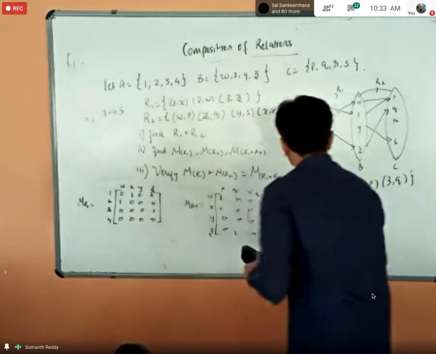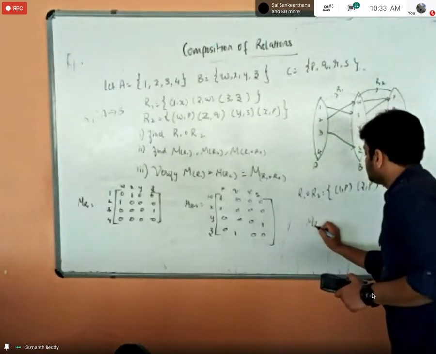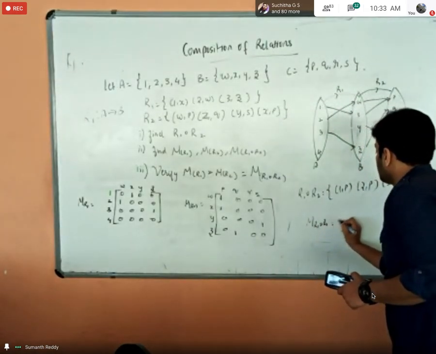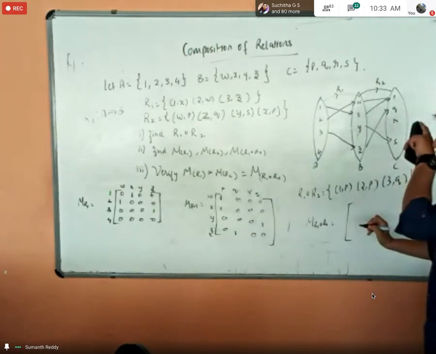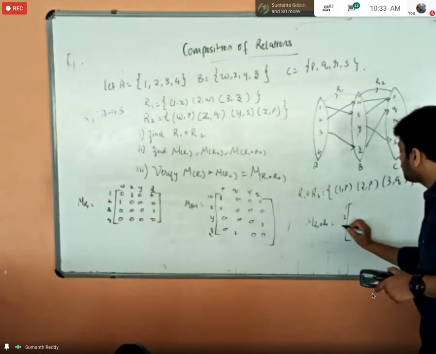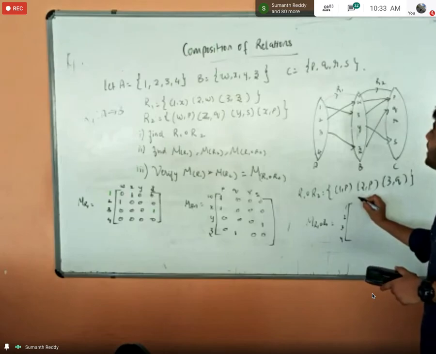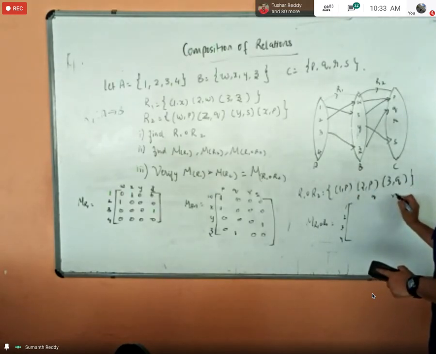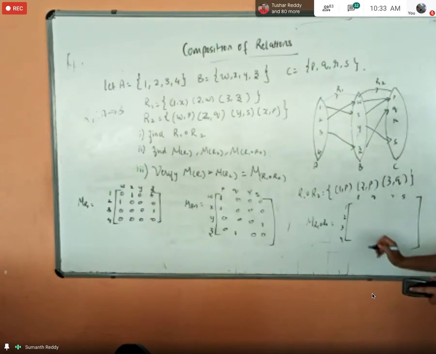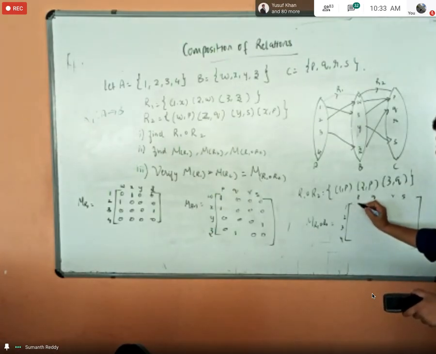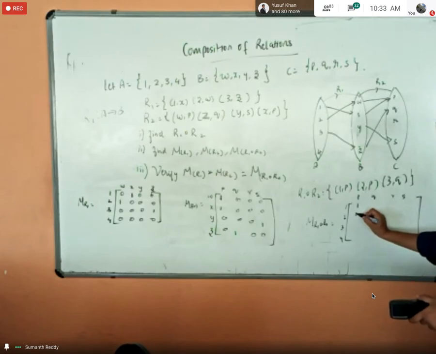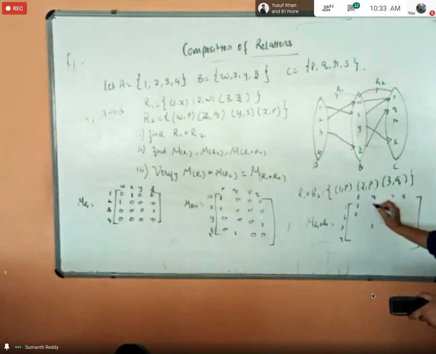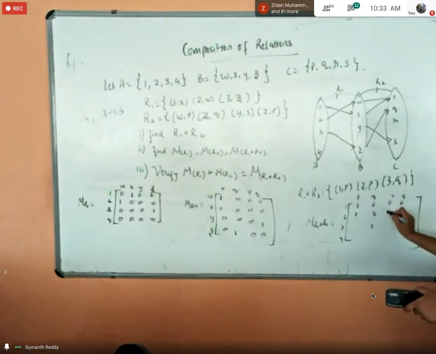And similarly, the matrix for R1 composition of R2, the last one, will be from set A to set C. So set A will have the elements 1, 2, 3, 4. Set C will have the elements P, Q, R, S. Okay. So the ordered pairs are 1 comma P, 2 comma P, 3 comma Q. All the remaining will be zeros.